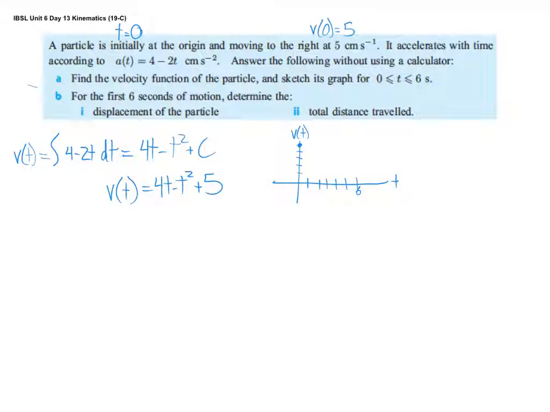Another thing that I want to figure out is the end point. The end point is at 6, so if I plug in 6, I have 24 minus 36 is negative 12, plus 5 is a negative 7. So I have my other end point here at 6, negative 7. I'm not going to draw any of the parabola beyond that.